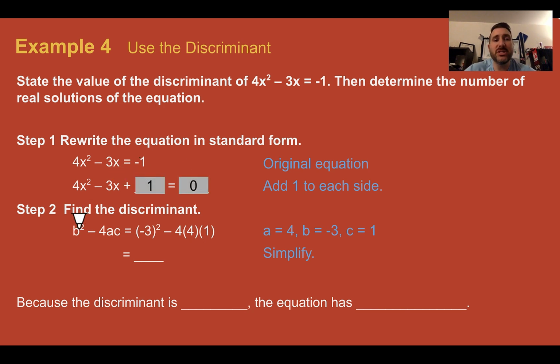Our discriminant is just b squared minus 4ac. So we're going to plug in our values. We have a is 4, which we got right here. B is negative 3, which we got right here. And C is now positive 1, which we put over here.